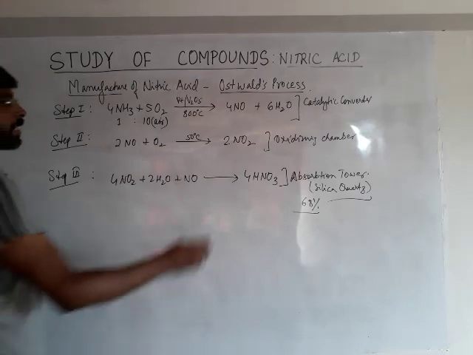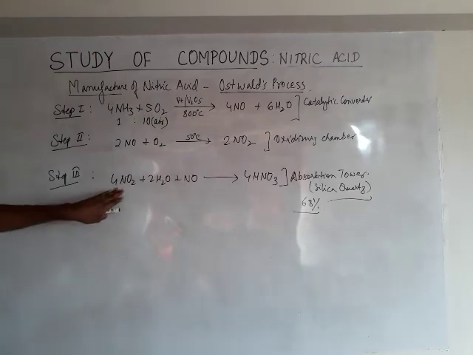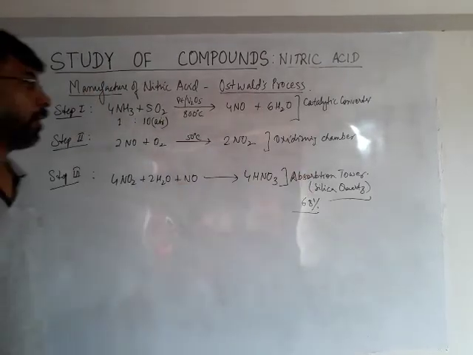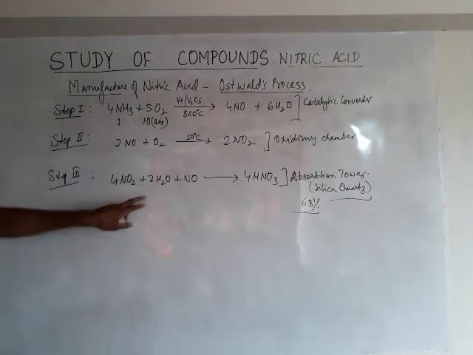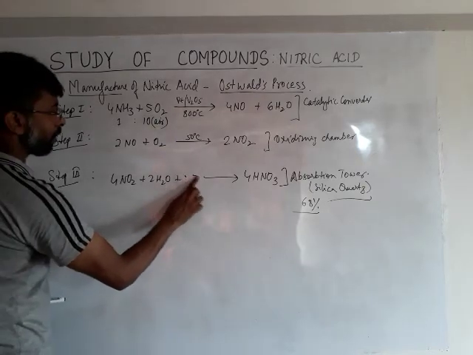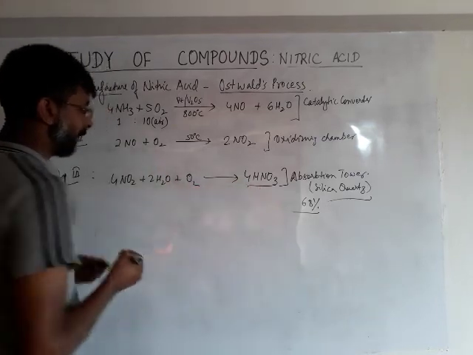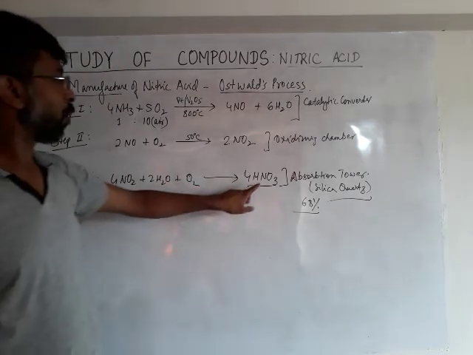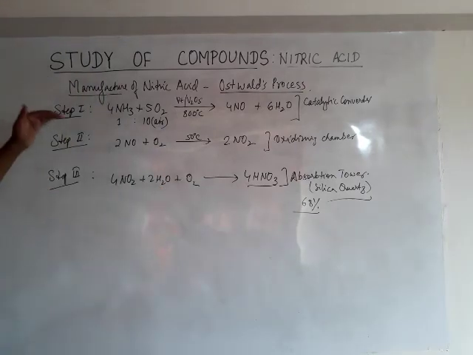Once the nitrogen dioxide gas is formed in the oxidizing chamber, it is sent to a tower called the absorption tower, which is packed with quartz stone, where it combines with water and oxygen to form nitric acid. The nitric acid obtained here is of concentration 68%. So this is what you must remember from the Ostwald's process for the manufacture of nitric acid.